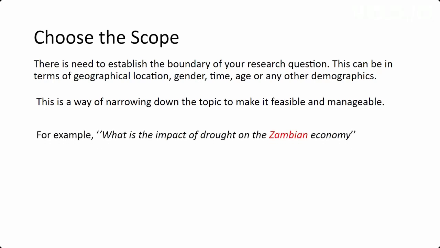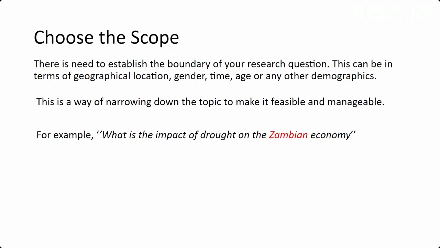So, for example, we are still on our example, which is drought. We look at what is the impact of drought on the Zambian economy. Remember, earlier on we had just discussed an open-ended question which asked, what is the impact of drought on the economy? That topic was still wide. We didn't put a boundary. That topic would have even covered South Africa, would have covered Russia, Asia. You need to discuss all those areas. But now our focus is limited to Zambia since we have established the scope.